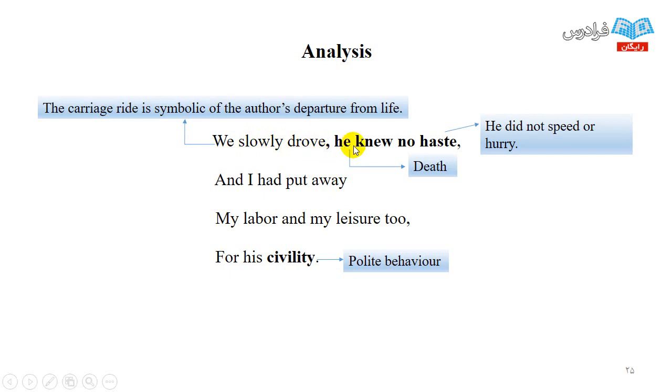He slowly drove, he knew no haste, and I had put away my labor and my leisure too for his civility. The carriage ride is symbolic of the author's departure from life. The pronoun he refers to death. Death knew no haste. Death did not speed or hurry. The speaker says, I had put away my labor and my leisure because of his polite behavior. She has put away what she wanted to do in her life and she entered the carriage with death and immortality. Death takes her through the course of her life with a slow ride.